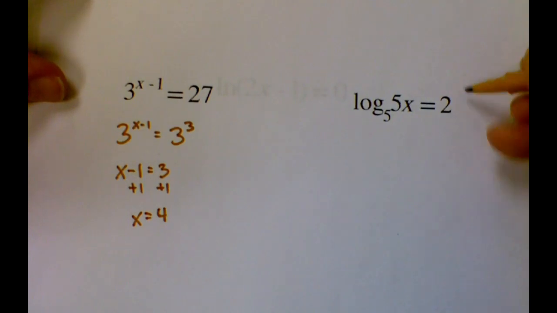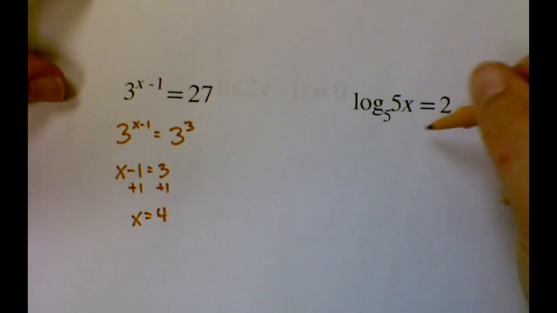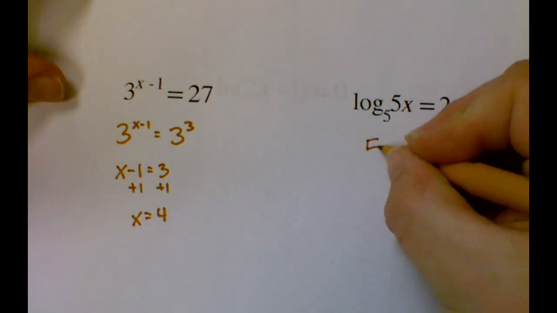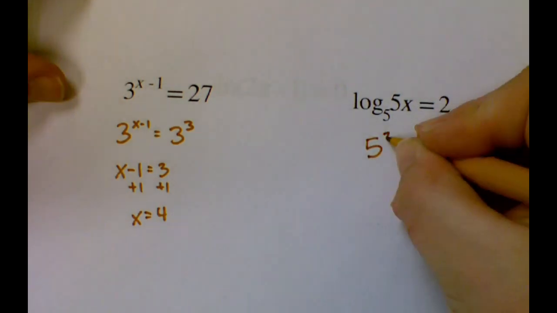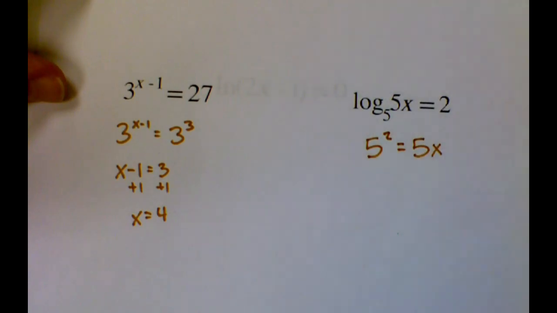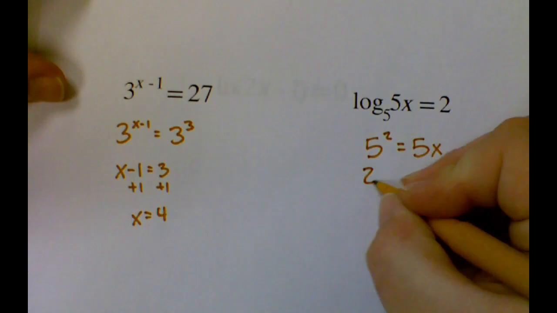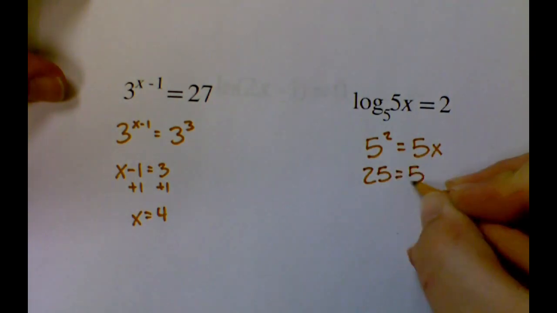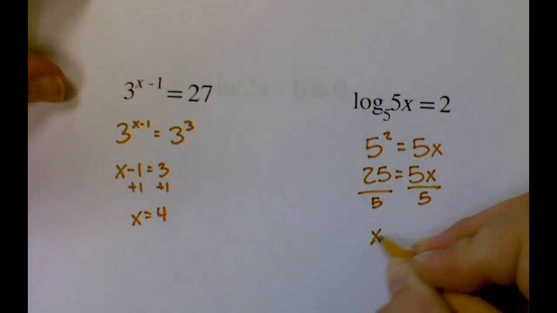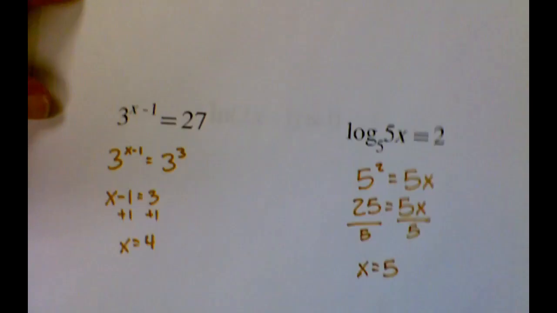All right, over here, I would still rewrite this as an exponent. The base of my exponent is 5. My exponent is 2. And it equals what's inside the log, which is 5x. Well, 5 squared is 25. And if 25 equals 5x, then I divide by 5, and x equals 5.